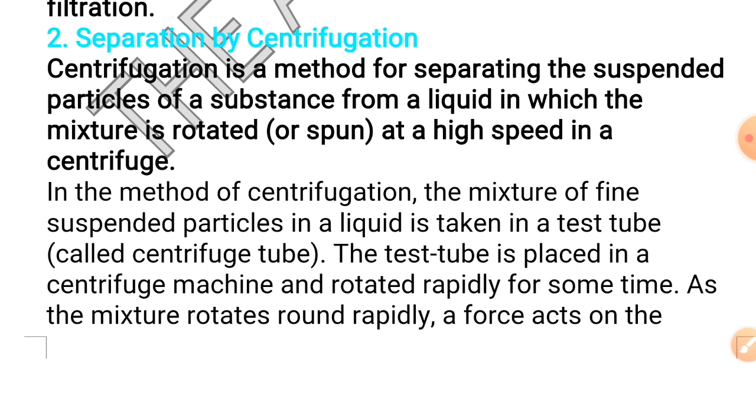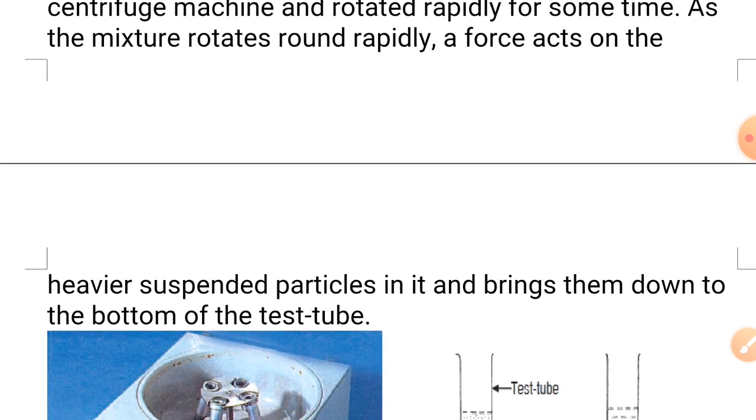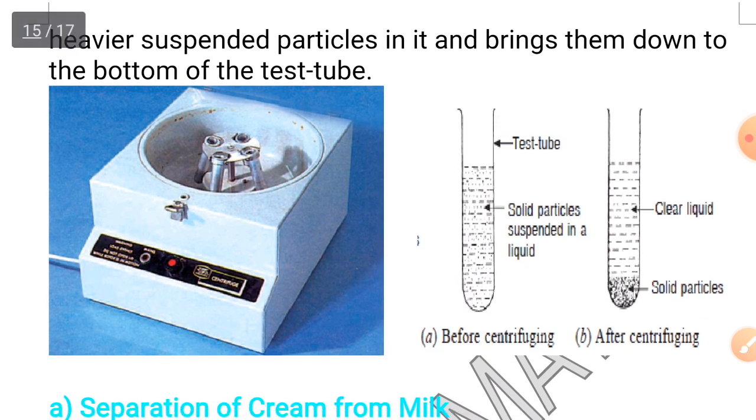So students, basically in the method of centrifugation, the mixture of fine suspended particles in a liquid is taken in a test tube, which is your centrifuge tube. They are specially made tubes. The test tubes are placed in a centrifuge machine and they are rotated at high speed. When they are rotated, a force acts on your suspended particles and it brings them down to the bottom of the test tube.